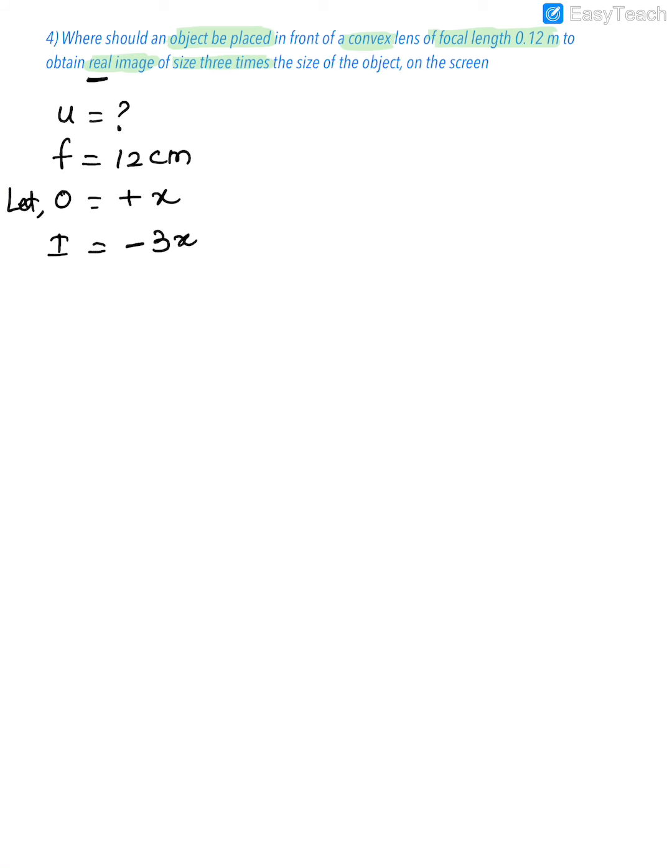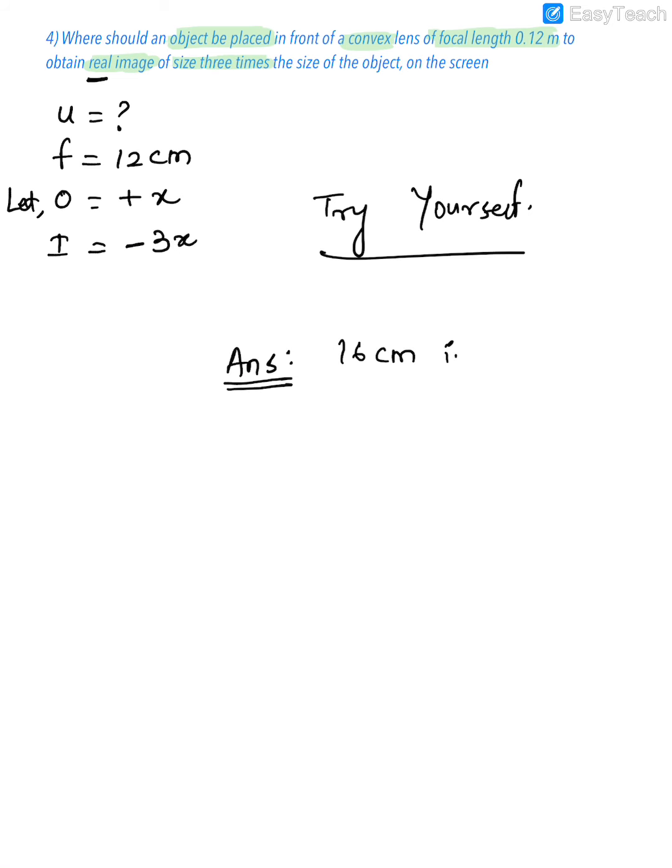Now you will solve it again the same way like we did the previous problem. So again, you will first find out V in terms of U or U in terms of V, and then use the formula again. So I want you to try this yourself. Okay, if you're not getting it, then let me know. I'll explain you in the class. I'll just tell you what's the final answer for this. The answer for this, where should an object be placed, is 16 centimeter in front of the lens.